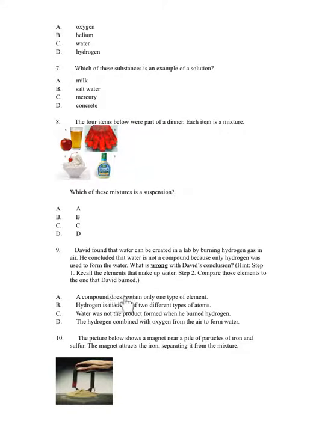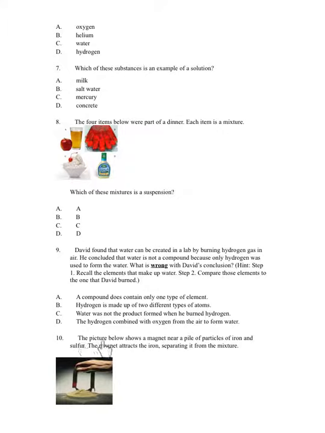A, a compound does contain only one type of element. B, hydrogen is made up of 2 different types of atoms. C, water was not the product formed when he burned hydrogen. D, the hydrogen combined with oxygen from the air to form water.